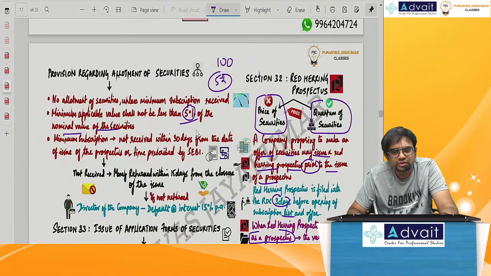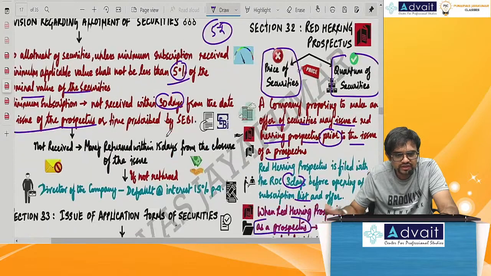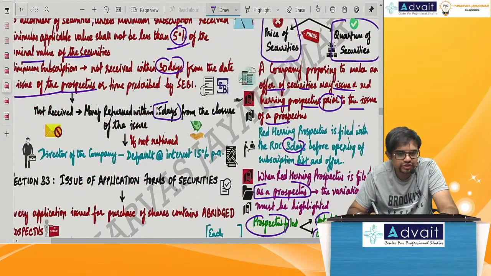Whatever the case may be, should the minimum subscription be taken? Yes. When you issue shares, if the minimum subscription amount is not received within 30 days from the date of issue of the prospectus, then you must return the money within 15 days of the closure of the issue.